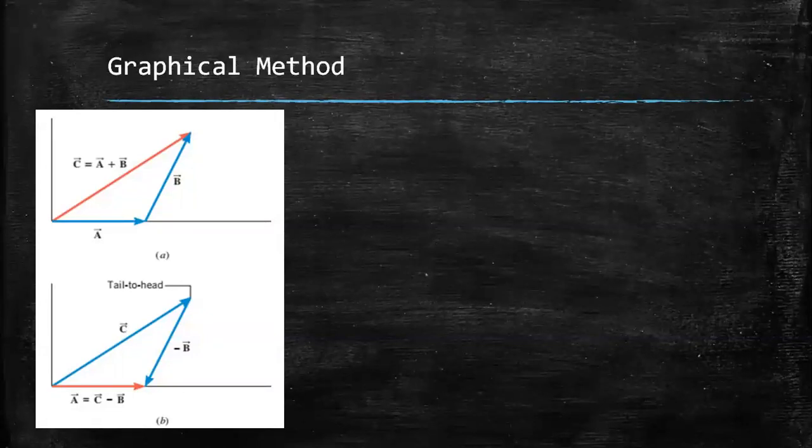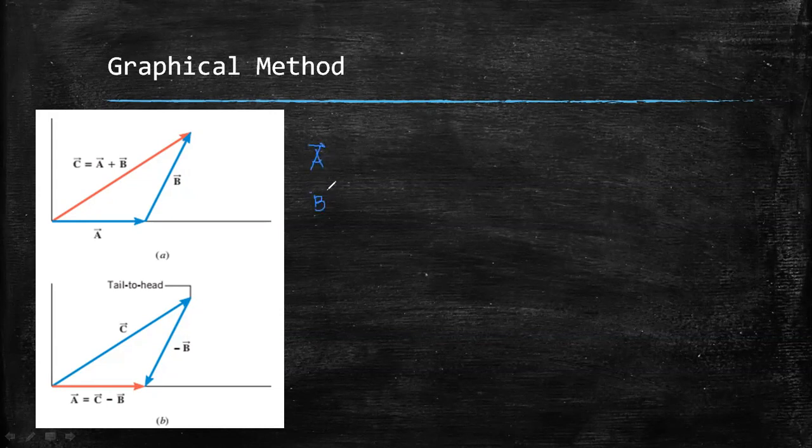One procedure for adding vectors utilizes a graphical technique in which the vectors to be added are arranged in a tail-to-head fashion. The resultant vector is drawn from the tail of the first vector to the head of the last vector. As we can see in the figure, we have three vectors. We have vector A, vector B, and vector C.